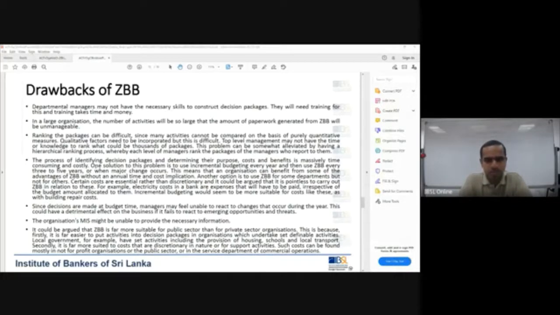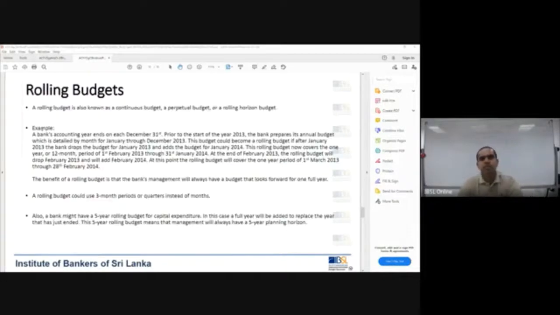The organization's MIS might be unable to provide the necessary information. One activity might be important this year, might not be important next year. How do you manage? It could be argued that zero-based budgeting is far more suitable for the public sector than for the private sector, because you have to utilize public resources in a prudent manner.